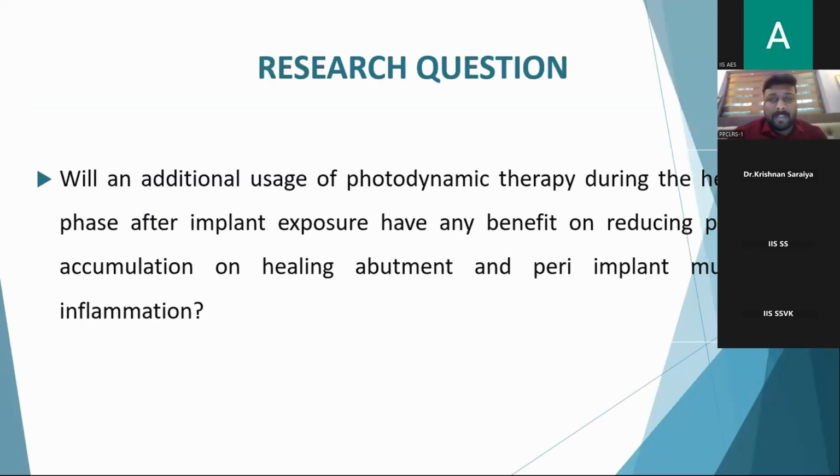Every research starts with a research question, and the research question for my research is: will an additional usage of photodynamic therapy during the healing phase after implant exposure have any benefit on reducing plaque accumulation on healing abutment and peri-implant mucosal inflammation?